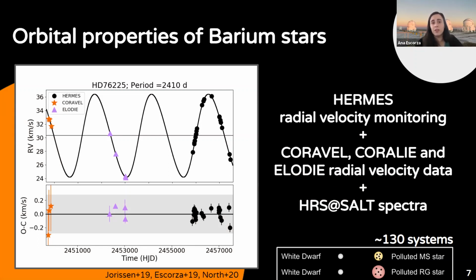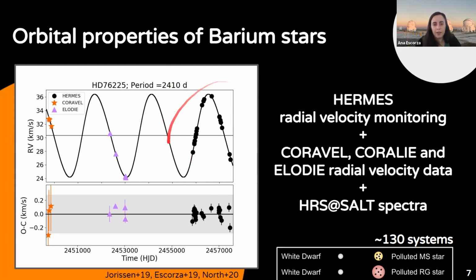These systems hosted an AGB star not too long ago, so the orbits are long. This is not even one of the longest ones. I'll show you the whole sample in a second. So we combine Hermes radial velocity data. Hermes is a high resolution spectrograph mounted on the Mercator telescope in La Palma, and it's been monitoring evolved wide binaries for 7-8 years now, probably.